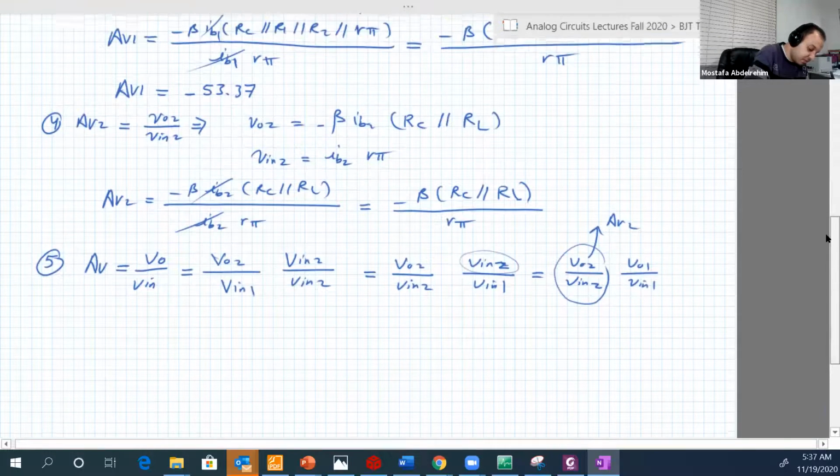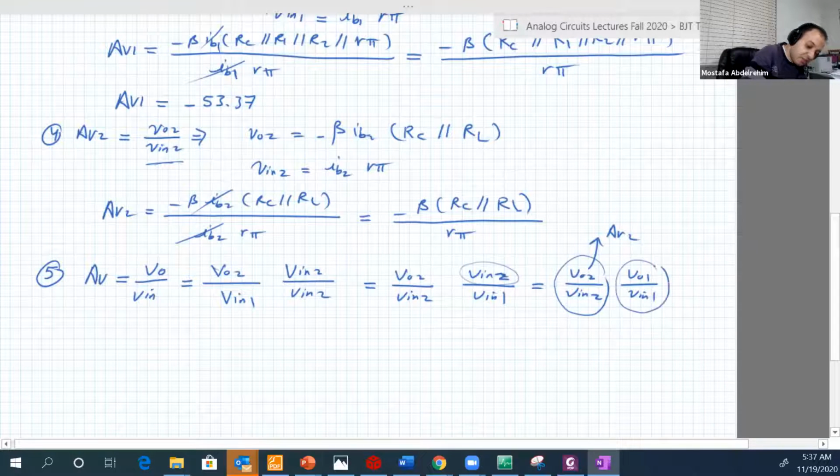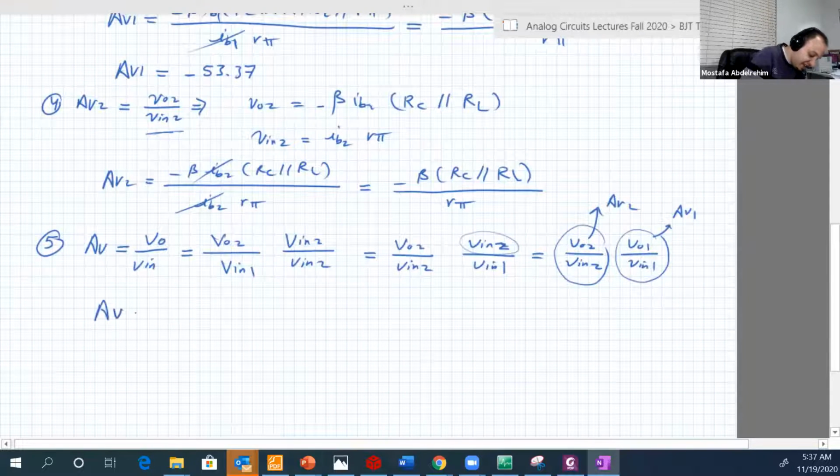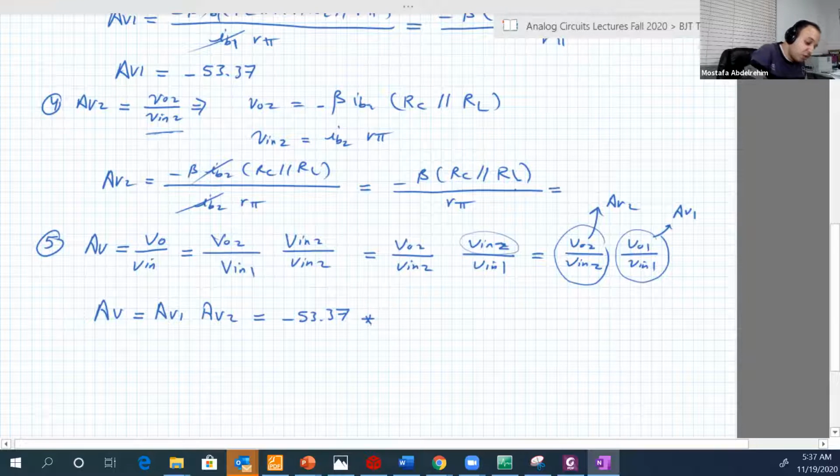And what is this? This is AV2. And what is this? This is AV1, which we already calculated, right? So AV is equal to AV1 multiplied by AV2, so equal to AV1, minus 53.37. AV2 we didn't calculate, I'm sorry. So we can calculate this value, and it will be minus 31.69. I'm very sorry for this. So AV2 is minus 31.669.